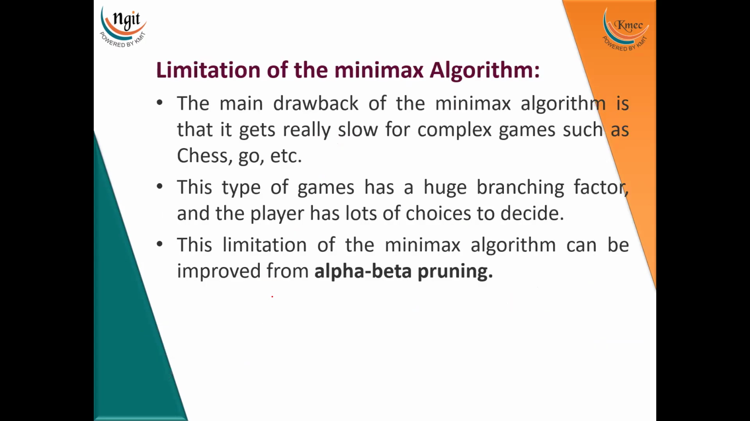So the limitation is, the main drawback of this min-max algorithm is it gets really slow for complex games such as chess. I already told you. Why? Because of the depth and the moves both players will make. That is one of the drawbacks of this min-max algorithm. And this type of game has a huge branching factor, and the player has a lot of choices to decide. Yes, this is the point I said.